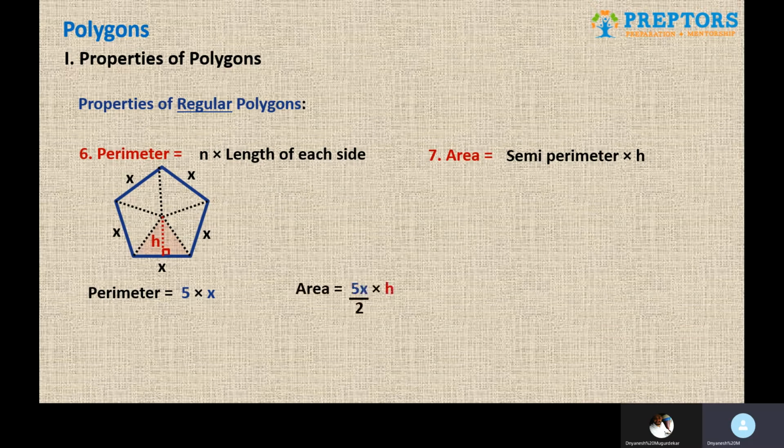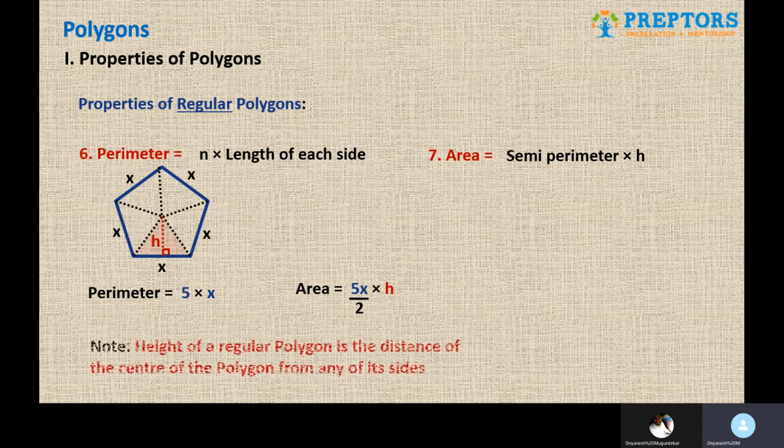And using this, we will have the area of pentagon 5x by 2 into h. Again, the h is defined as the height of a regular polygon, which is the distance of the center of the polygon from any of the sides. So basically you can draw that perpendicular anywhere on the other bases as well, other 4 bases as well, and it will turn out to be the same.